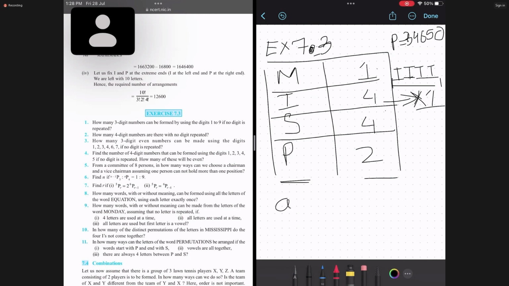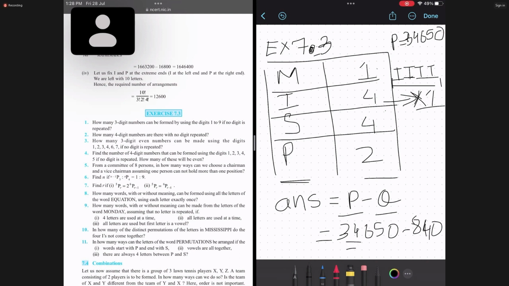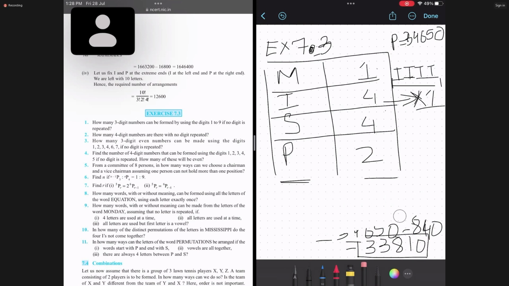So the answer is nothing but P minus Q, where P is the total permutations and Q is all the permutations where all four I's are together. Correct. So I have 34650, and Q came out to be 840. Subtracting that, the final answer that I get is 33810. Correct. That is your final answer.